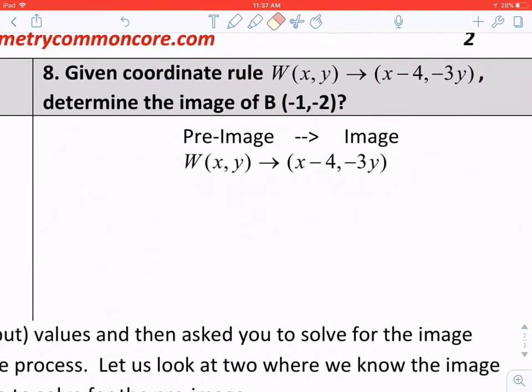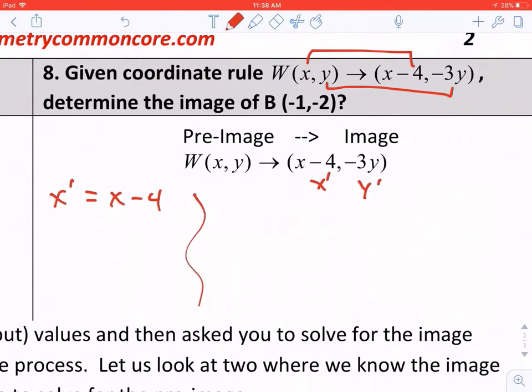Let's check out another one. This is rule W. We have point B. Rule W says whatever your x value was, subtract 4 from it. Whatever your y value was, multiply it by negative 3. So this is going to be x prime, this is y prime. So x prime is going to equal x minus 4. Y prime is going to be negative 3y.